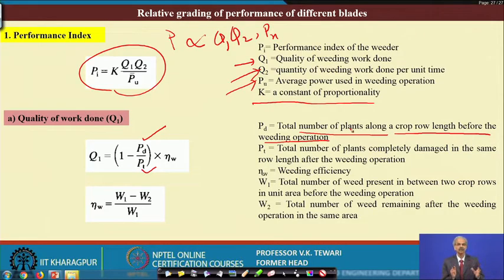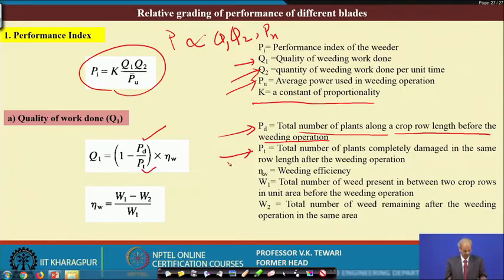Now, as I told you how the weeding operation is measured, I talked of the quadrant, whether it is 1 by 1 quadrant, 1 meter by 1 meter, or 0.5 meter by 0.5 meter quadrant. That quadrant tells us how much weed is already there and how much weed is removed after the device has been operated in the field. So, here PT will talk of the total number of plants along a crop row, and the other one, PD, will talk of the total number of plants completely damaged.